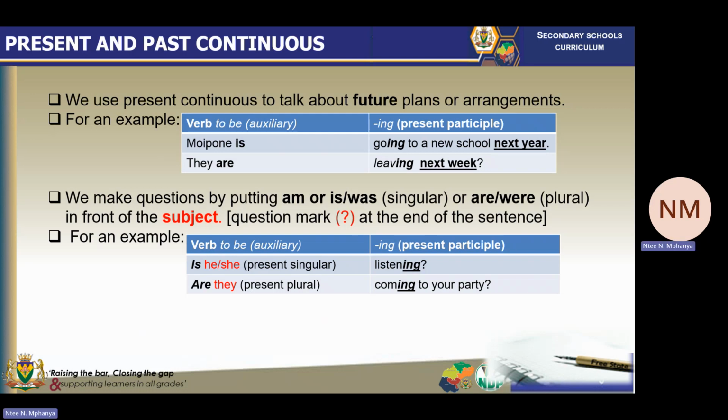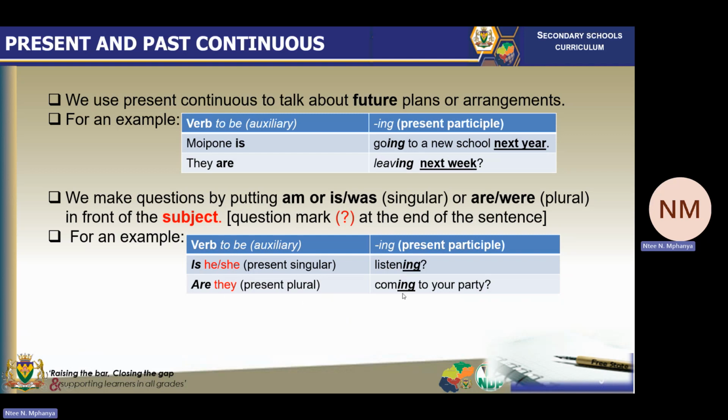For the present continuous tense, for both singular and plural, here are the examples. The statement will be, he or she is listening. Then we want to form a question. We'll say, is he or she listening? We said we put the auxiliary verb before the subject, or in front of the subject. Therefore, it will read, is he or she listening?